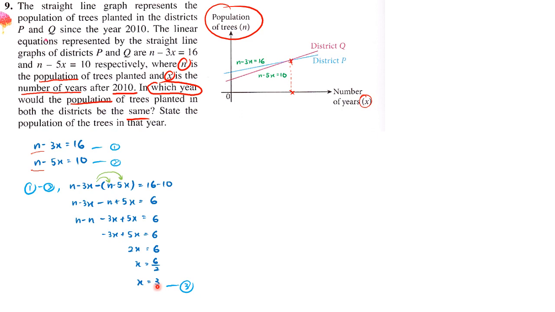Okay, so I found the solution for x. I would also like to find the solution for n, a solution that could solve both equations simultaneously. I don't have anything expressed with n as the subject. I don't have n equals something, but it's okay. I can either substitute into 1 or 2. I think 1 is simpler. So substitute x equals 3 into equation 1. So 1 says that n minus 3x, which is 3, equals 16. Solve it and you'll find that n equals 25.